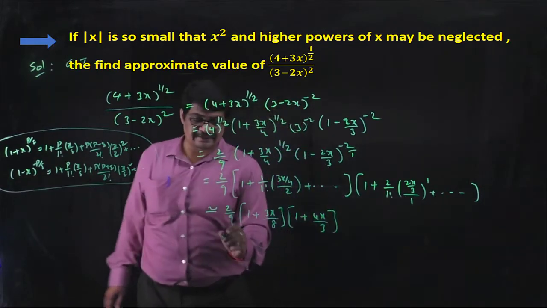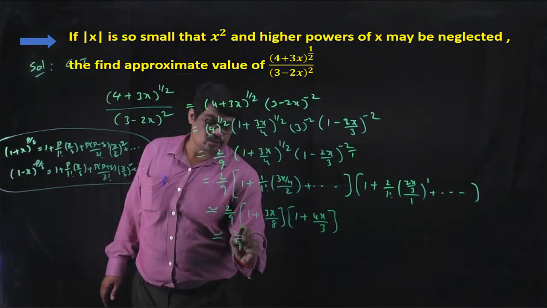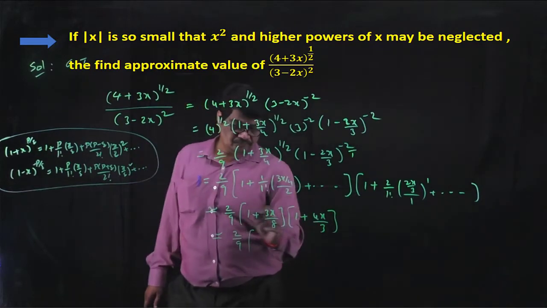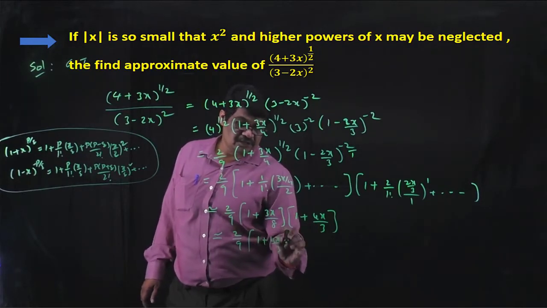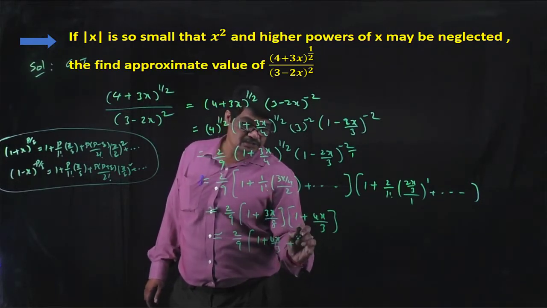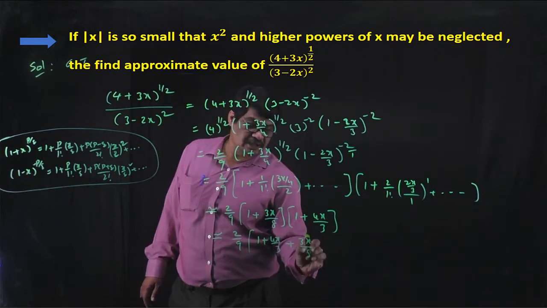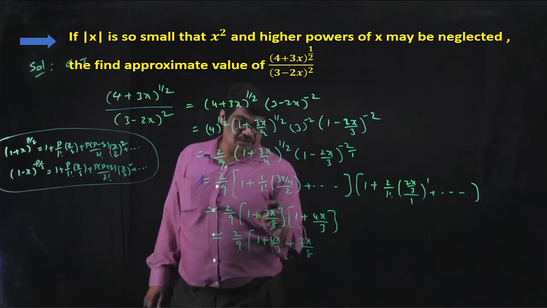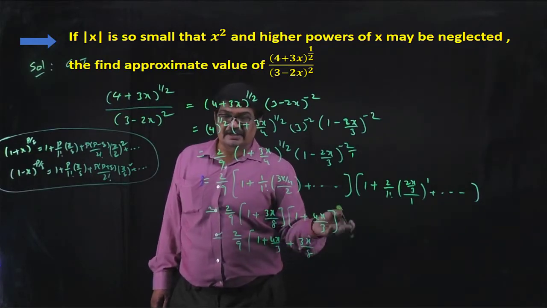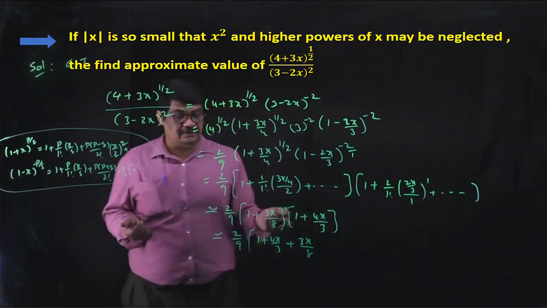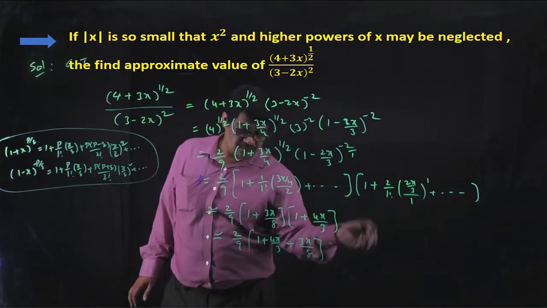From that we are writing 2 by 9. Here 1 we are multiplying with 1 plus 4x by 3, and multiplying 3x by 8 into these two terms, that is 3x by 8 into 1. So 3x by 8 into 4x by 3 gives an x square term, and we are neglecting the x square terms.